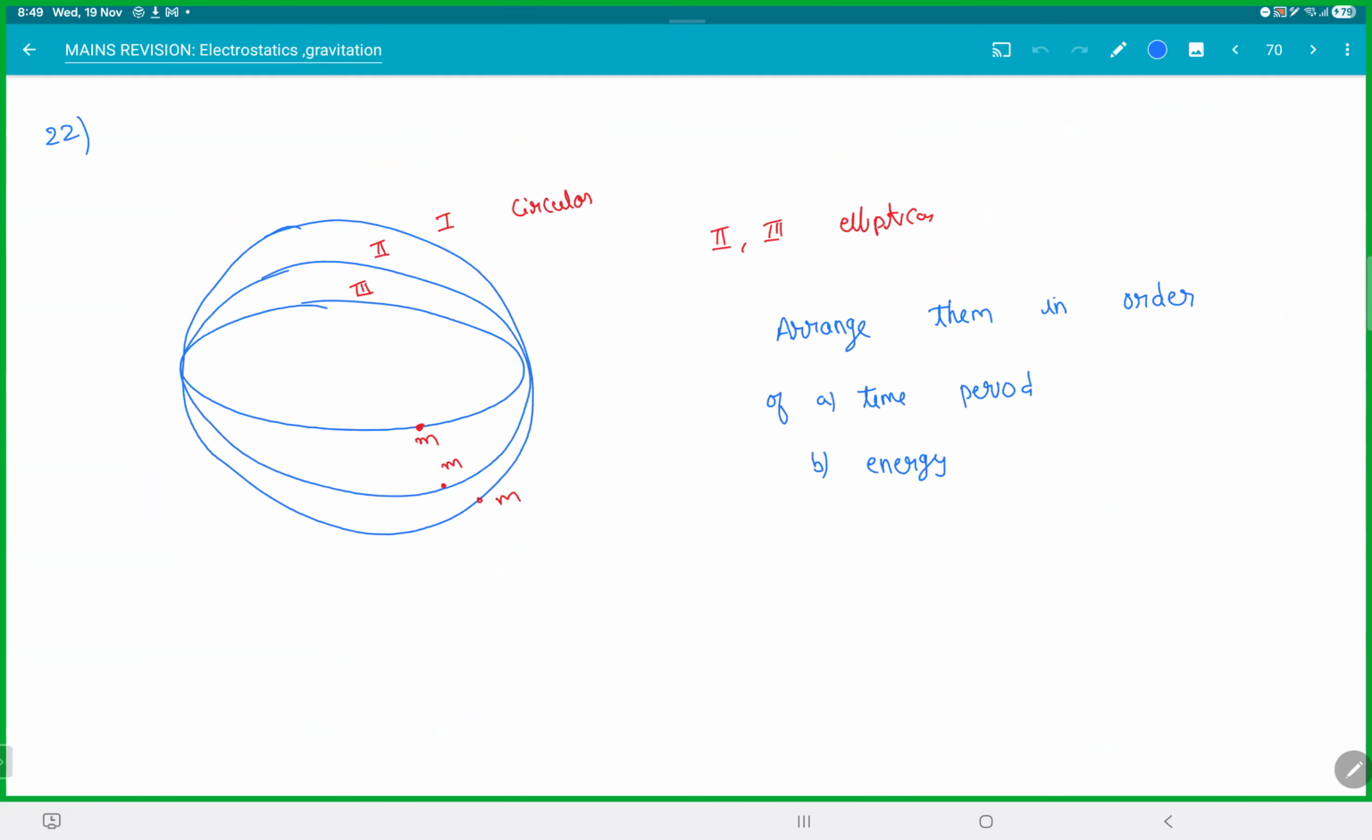This is another good one. We have 3 orbits. First orbit is circular. Second and third orbits are elliptical. All have the same masses. Arrange them in the order of time period and energy. So 3 orbits of 3 different satellites are given. I have overlapped all of them, but technically the picture would be something like this. In case you are thinking, how is this possible?